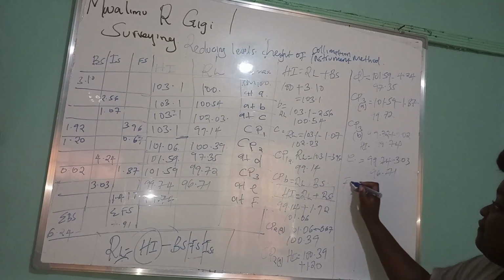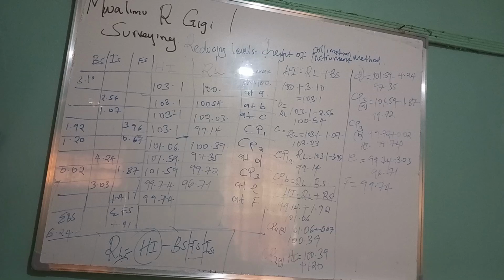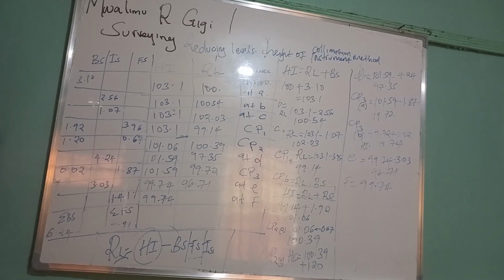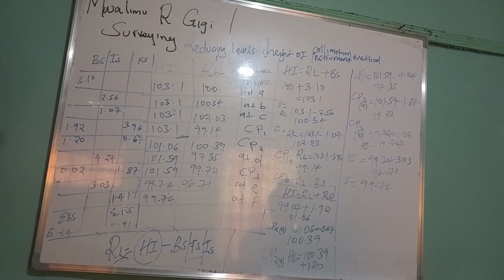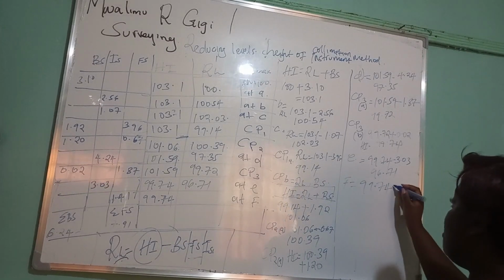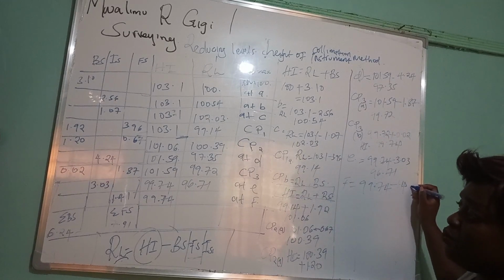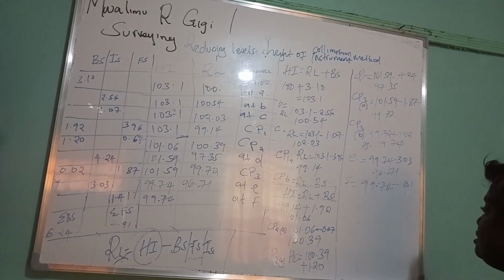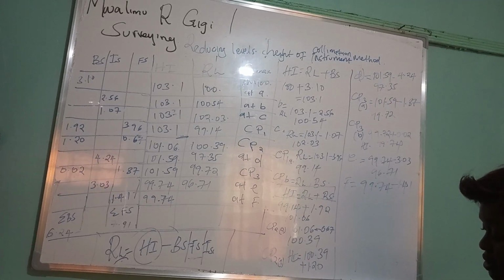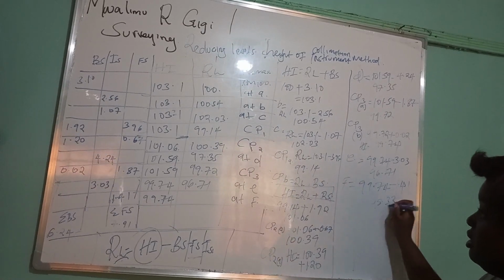And at point F, lastly, we have the height of instrument, 99.74, and we have a foresight of 1.41. So 99.74 minus 1.41 is 98.33.